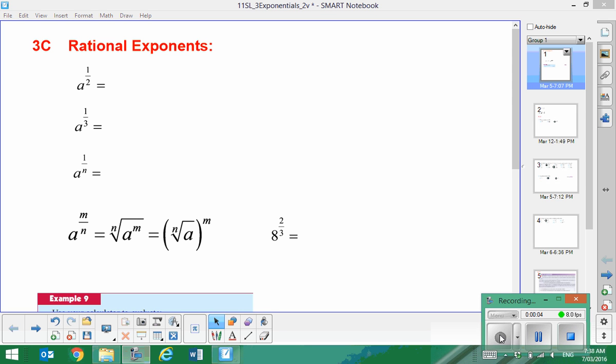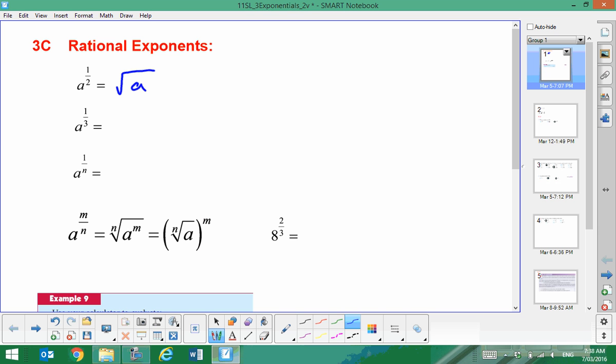Today we're looking at rational exponents, 3C. Remember, rational meaning fractions, so that means we have a fraction in our exponent. Hopefully you remember from Year 10 that if we have A to the power of a half, we're talking about the square root of A. The power of a third, you may have remembered that or may not have come across it. That means we've got the cube root of A. In fact, A to the 1 over n means the nth root of A.